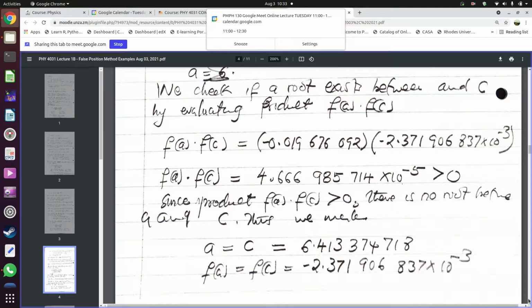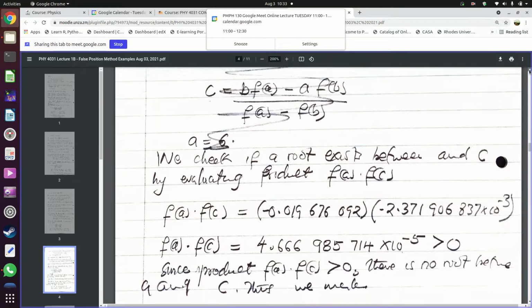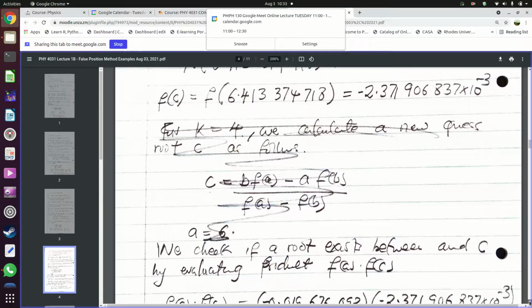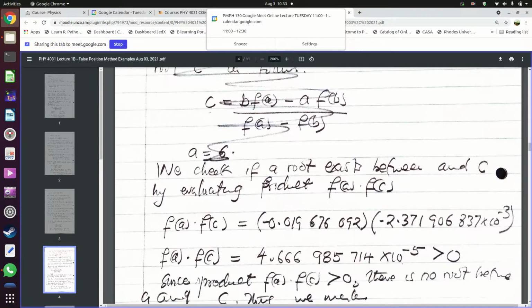Then your f of C, which you've just worked out here, is also negative. So you're multiplying negative times negative. So between A and C, when you multiply those, you have a negative number multiplied by a negative number, you get a positive number which is greater than 0. So basically that is telling you that between A and C there is no root.